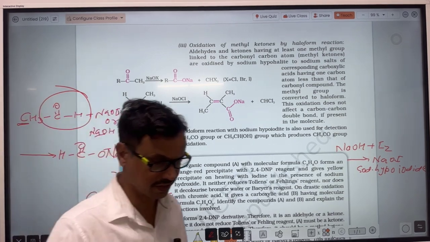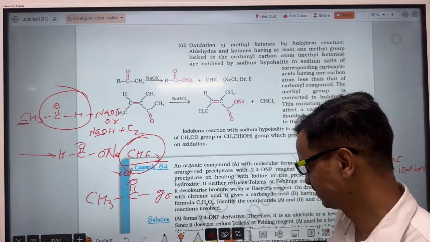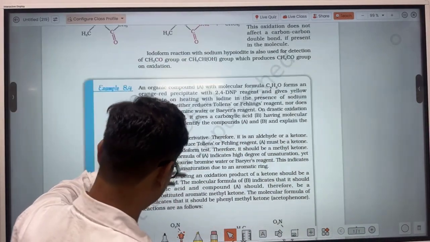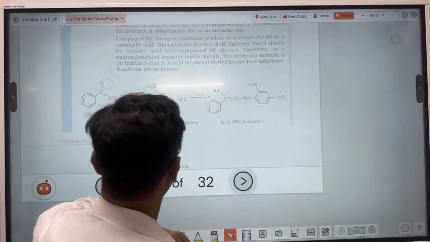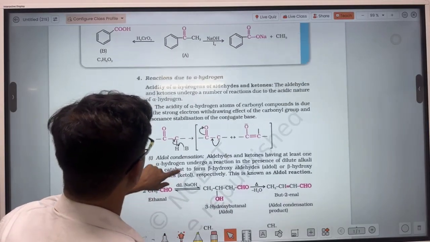This group is very important. The haloform test is used to distinguish this group. About this question we will discuss later on, in the next class. Firstly, I would like to complete the reactions of this chapter.